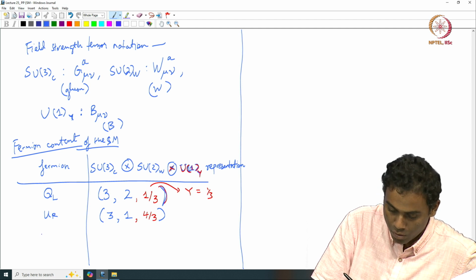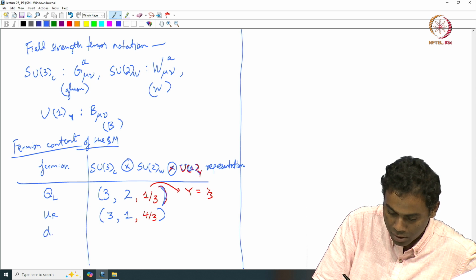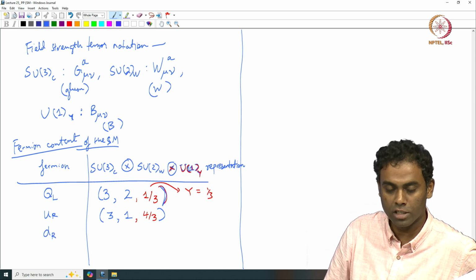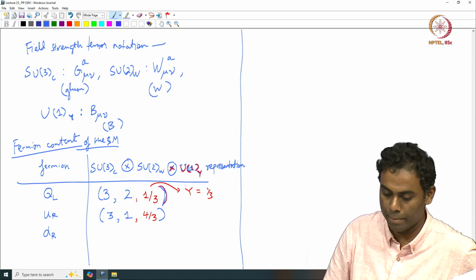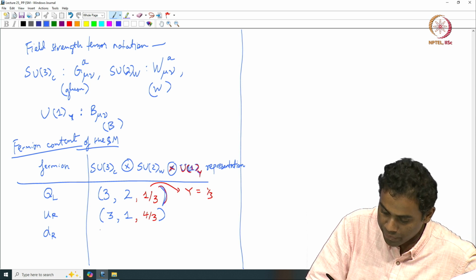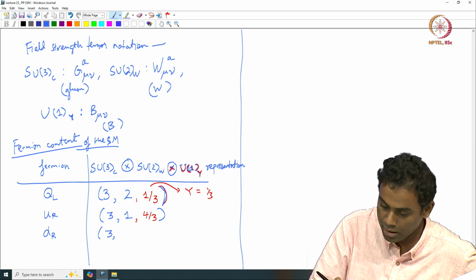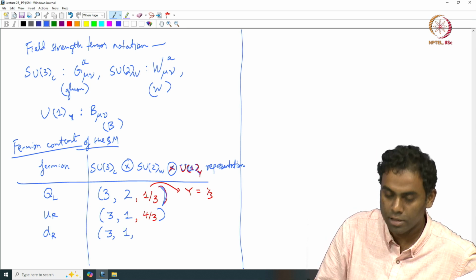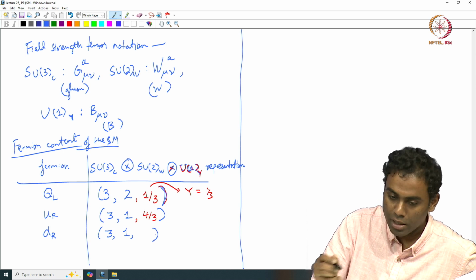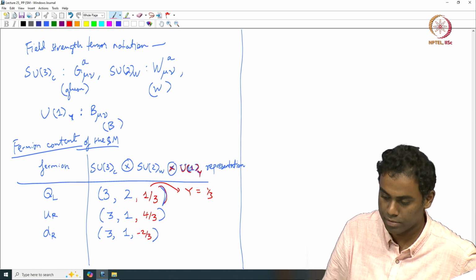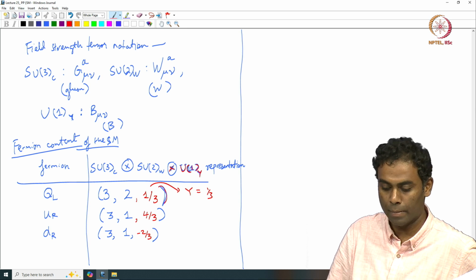Okay, what else? Is there any other kind of quark? There's a down quark, which is right-handed. Since it's a quark, it is also charged as a triplet under SU(3). It is also a singlet under the SU(2), and I'm going to assign a hypercharge of -2/3.